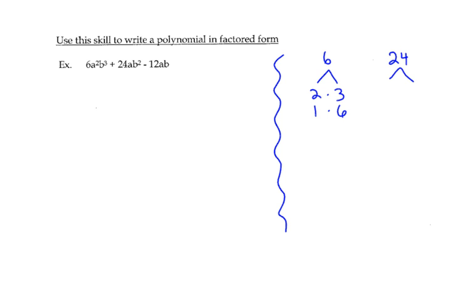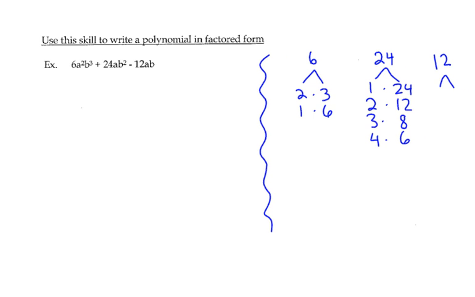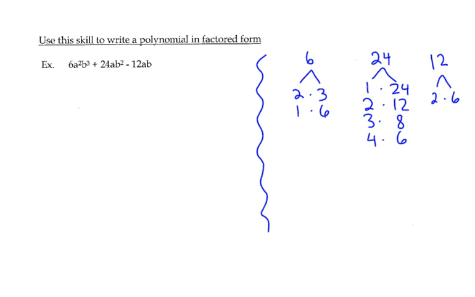24. Start with 1 times 24. 2 times 12. 3 times 8. 4 times 6. And 12: 2 times 6, 3 times 4, 1 times 12. So that's okay if it's negative. We're just going to look at the coefficients without the sign.